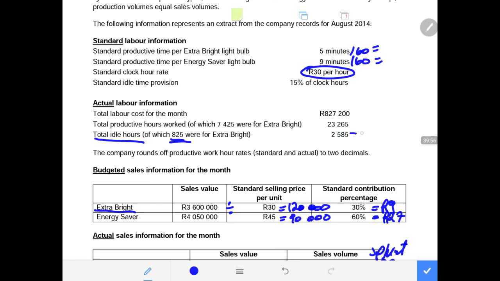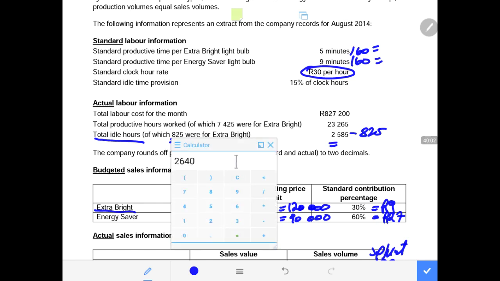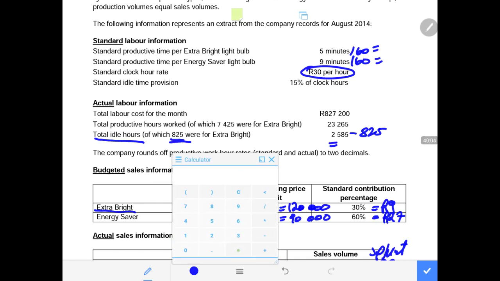So we just need to say minus 825 there in order for us to get the rest of the idle time actually incurred for product energy saver. 2,585 minus 825, we see that 1,760 are the actual hours that were idled or actually spent idling producing the energy saver light bulb.